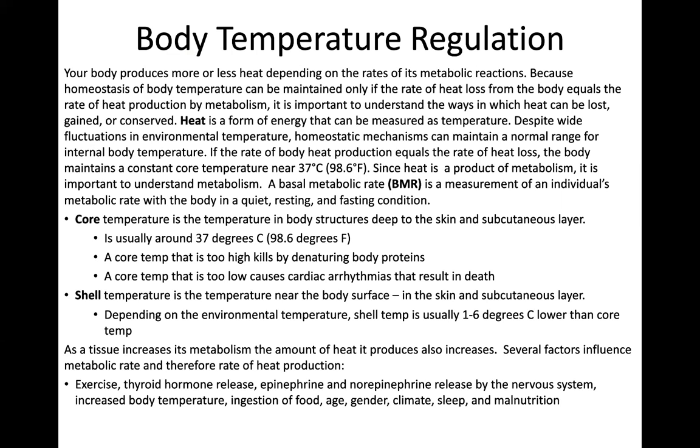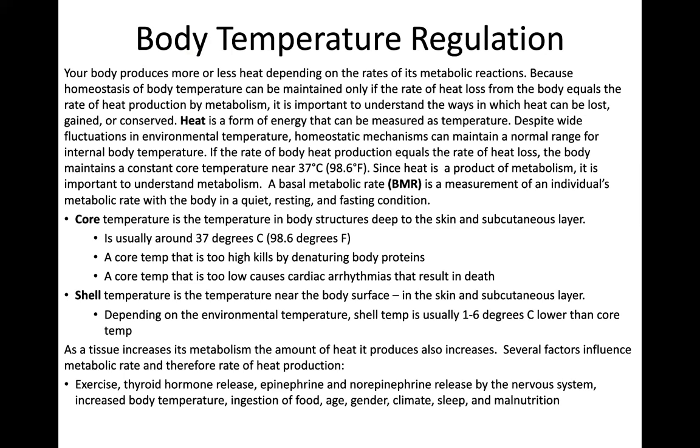And because homeostasis of body temperature can be maintained only if the rate of heat loss from the body equals the rate of heat production by metabolism, it's important to understand the ways in which heat can be lost, gained, or conserved. Heat, we've previously talked about this, is a form of kinetic energy. It can be measured as temperature. Despite wide fluctuations in environmental temperature, homeostatic mechanisms can maintain a normal range of internal body temperature. And we've talked about things like shivering and sweating before. It's quite a bit more complex, though, than just shivering and sweating.